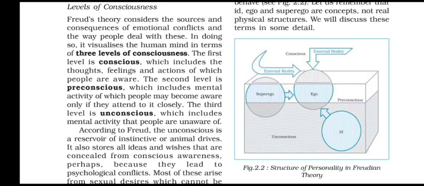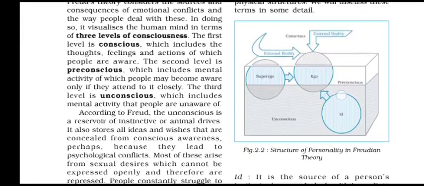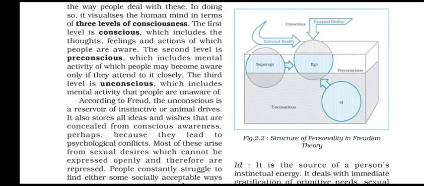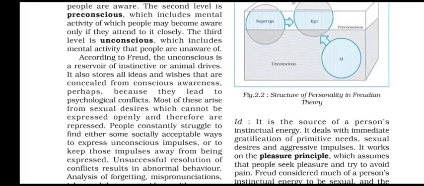The first level is conscious, which includes the thoughts, feelings, and actions of which people are aware. The second level is preconscious, which includes mental activity of people which they may be aware of only if they attend to it closely. The third level is unconscious, which includes mental activity that people are unaware of.